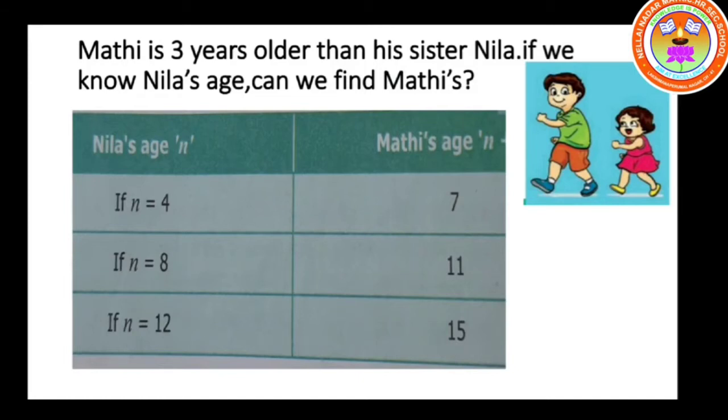Like that, if n is equal to 8, that is Nila's age is 8, what is Madhi's age? 11. 8 plus 3 is 11. Like that, if Nila's age is 12, what is Madhi's age? 15, because in the question it is already given that Madhi is 3 years older than his sister.